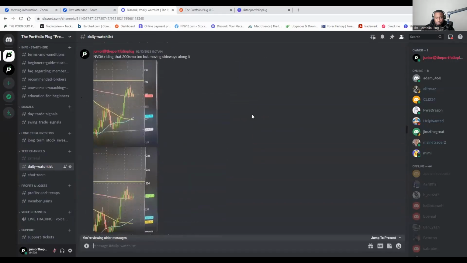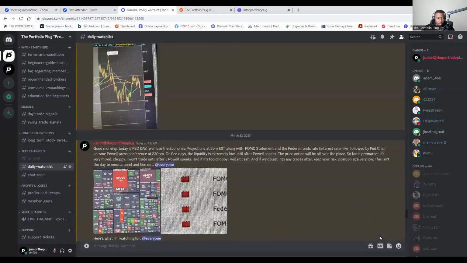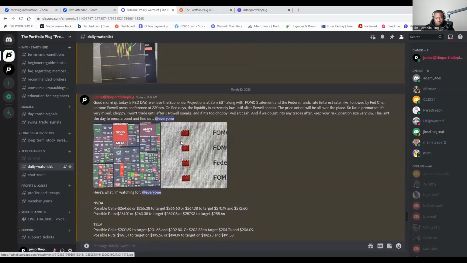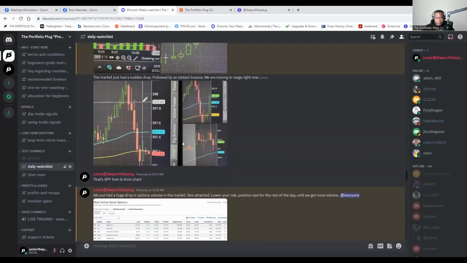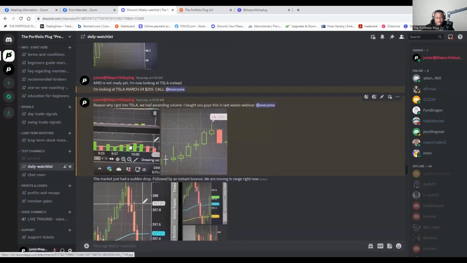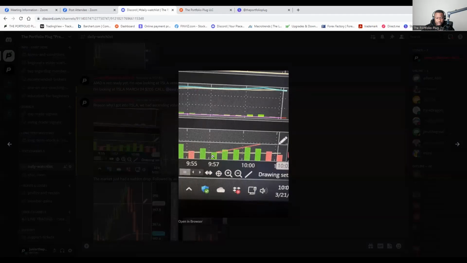Let's scroll back up. Right here, this was Tesla, yesterday. I saw ascending volume at 9:57. I saw the volume was picking up. Volume represents buying pressure, which means buyers are stepping in. When you see a lot of red candles, that means sellers are stepping in. That's selling pressure. So this was rising volume.